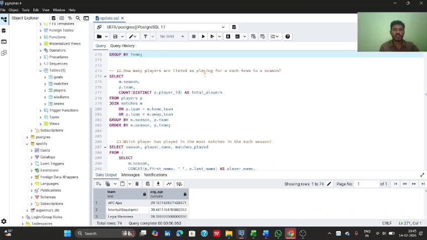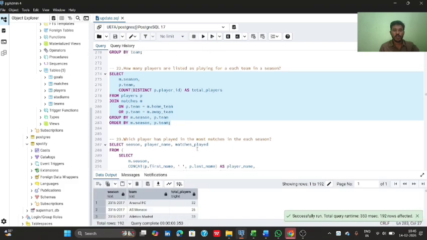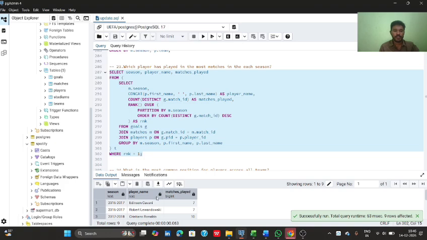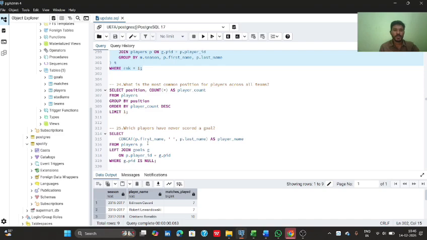Next one is, how many players are listed playing for a team, each team in a season. Here I am executing, and it shows season, team, and total players. Next one is, which player has played in the most matches in each season? Each season, it will be showing 16 to 17, matches played, and also the player name.